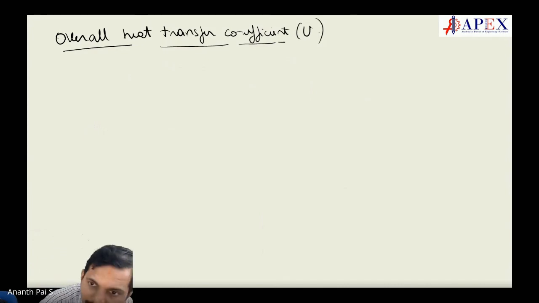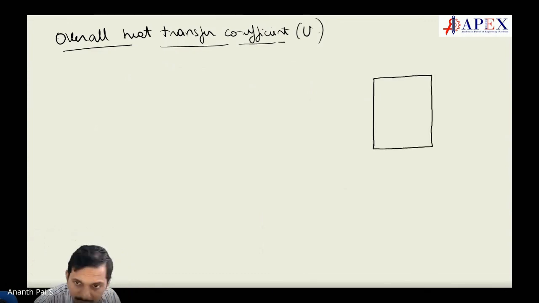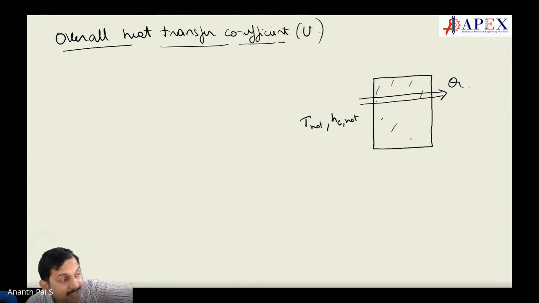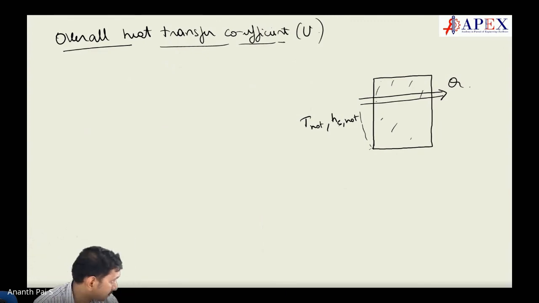Now, in case I have a wall, we know near the wall there is natural plus forced convection. Say this is the wall material, and the heat transfer happens in this direction; this is the Q direction. Here is the hot air, and there is a heat transfer coefficient HC on the hot side, because the heat transfer coefficient bases itself on convection. We do not know the boundary layer thickness formed here, and based on that we can have an overall, average heat transfer coefficient.